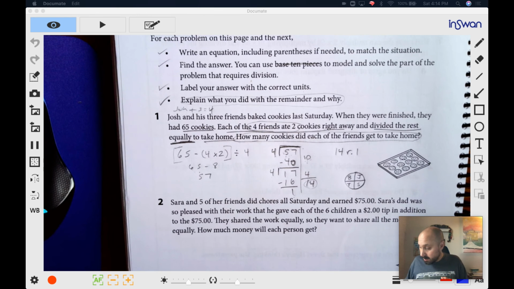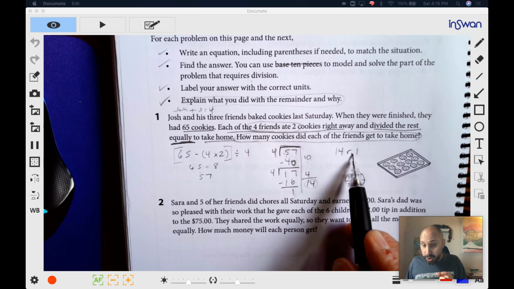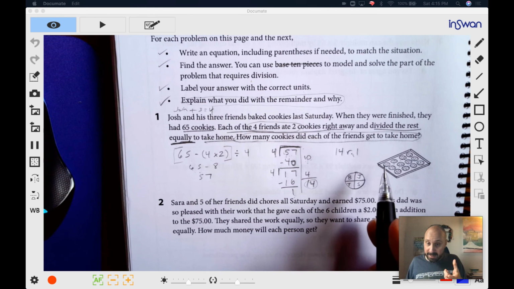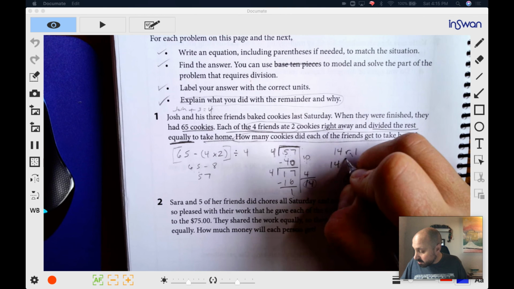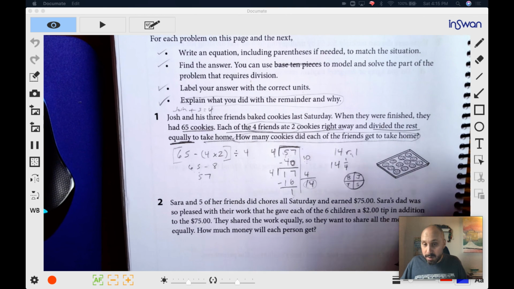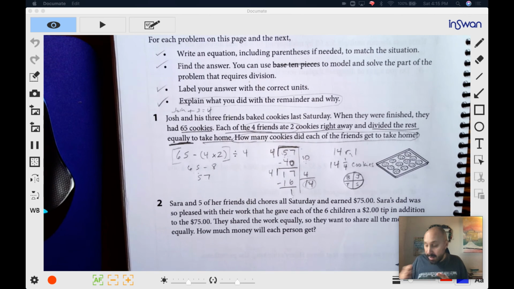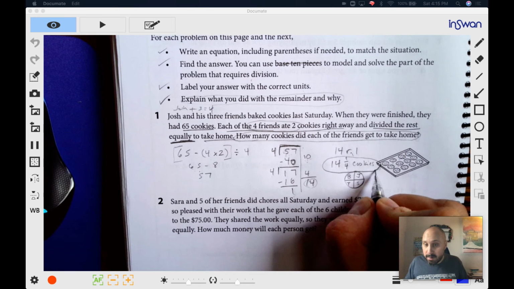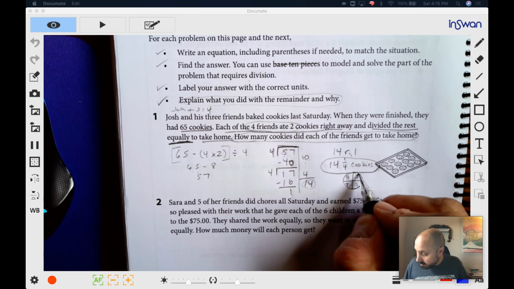So really, we have a remainder of 1 whole cookie, but we could split that cookie into quarter pieces and give one to each friend. So our real answer is 14 and a fourth cookies. You cannot forget to label. So that is our final answer. How many will each friend get? Each friend will get 14 and 1/4 cookies. Does that make sense?